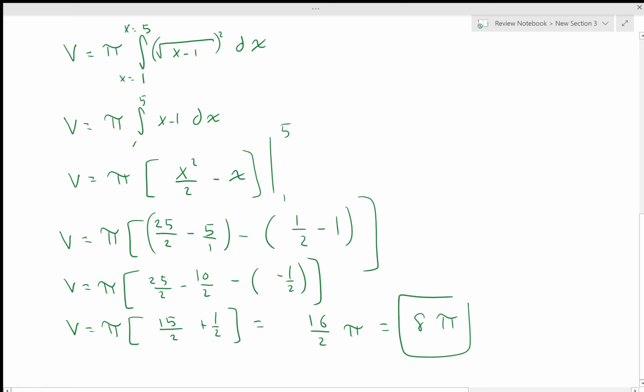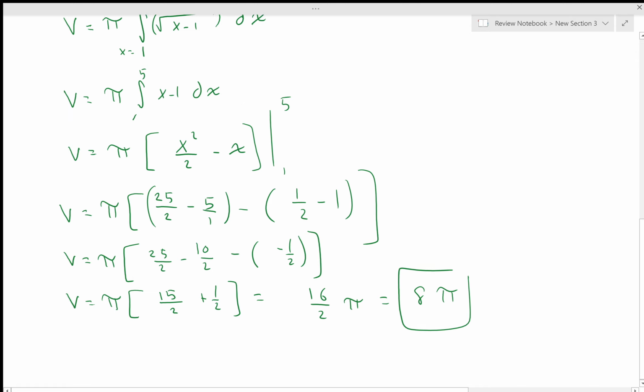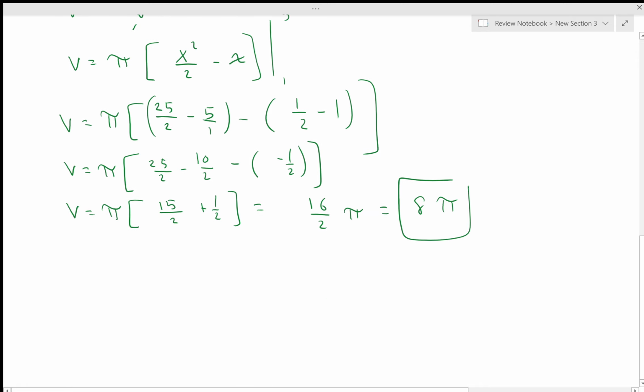That was the disk method. Now I want to do the shell method and show that it's the same. So now show the shell method is the same.